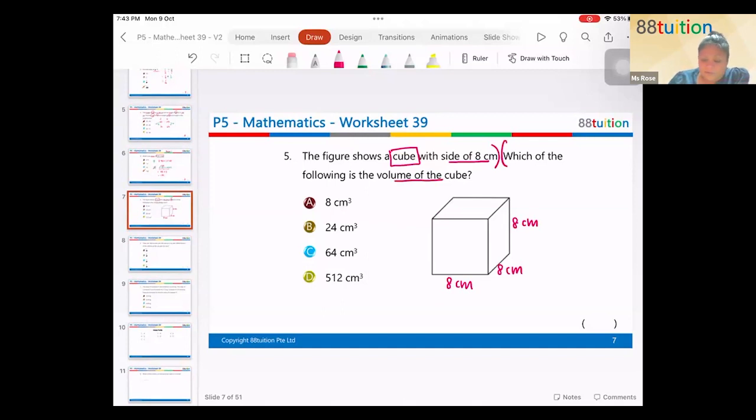To find volume, what's the formula to find volume? Anyone? Length, breadth, thank you. So length times breadth times height is volume. So here you have length, breadth, height to give me 512. Okay, 512.